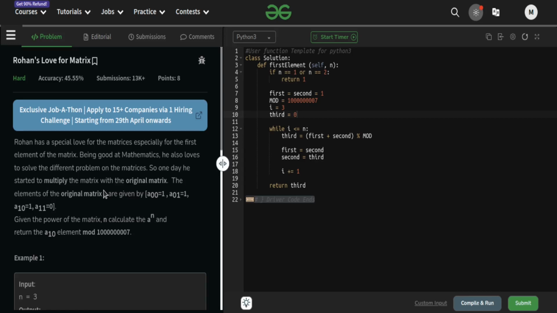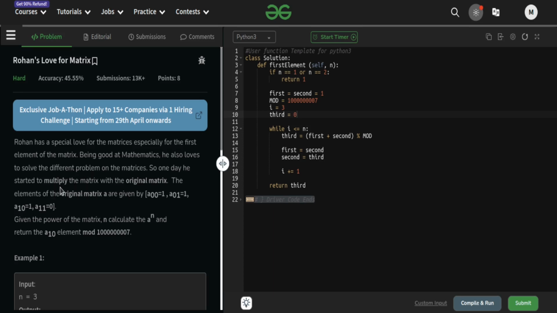Hello guys, in today's video we are going to discuss the solution of the problem Rohan's love for matrix. So let us look at the problem statement. The problem statement says that Rohan has a special love for the matrices, especially for the first element of the matrix. Being good at maths, he also loves to solve the different problems on the matrices.